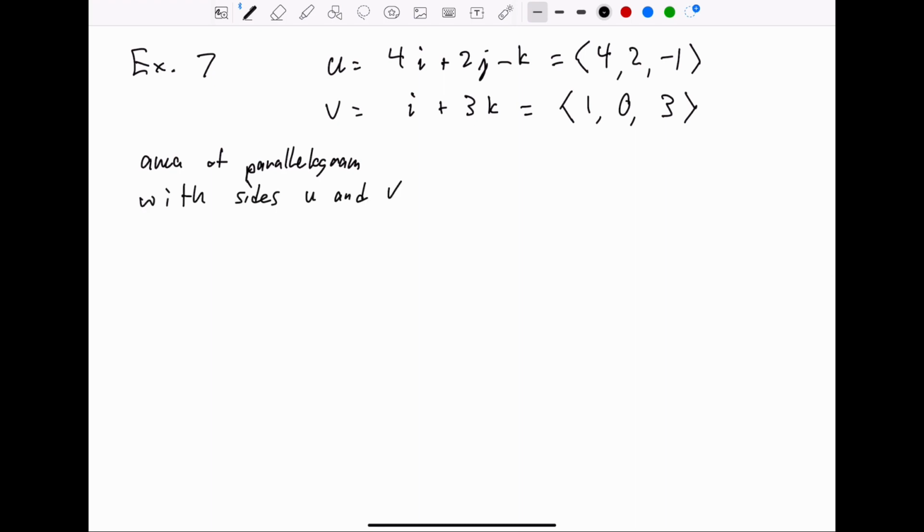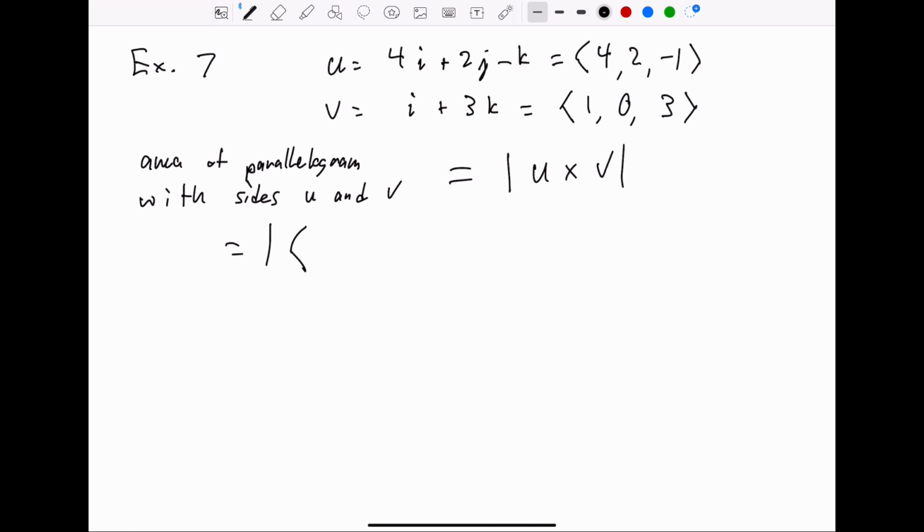Geometrically, we saw that this area is equal to the magnitude of the cross product vector. So we want to find the cross product, compute the magnitude, and that will give us the area of that parallelogram. Let's work through the steps. Once again, at this point, I encourage you to pause the video, try to compute u cross v on your own, and then compare to the answer that I get.